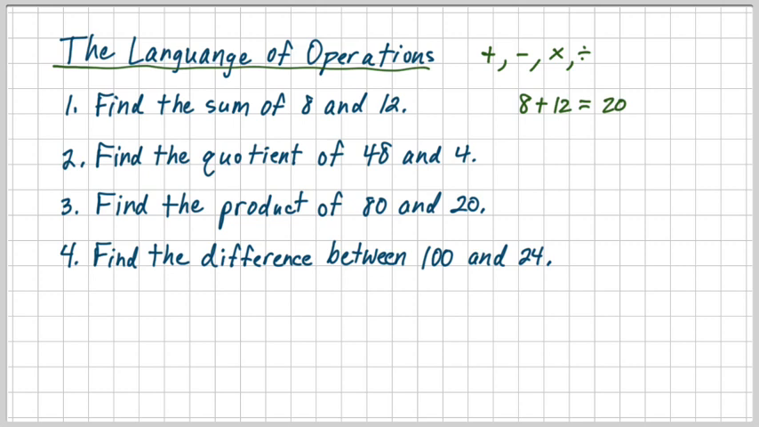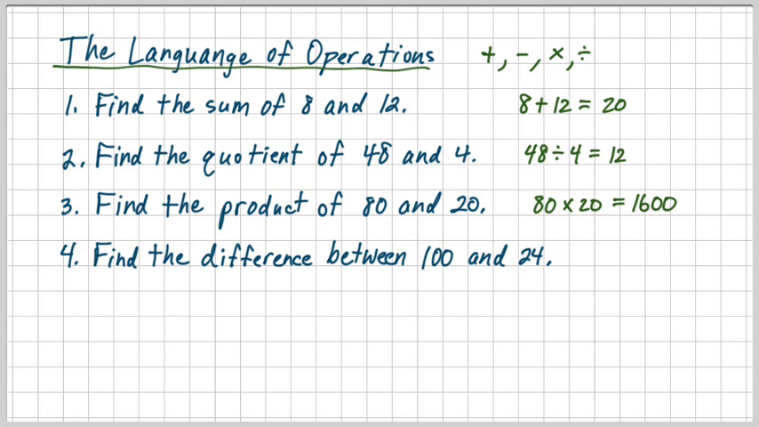Let's move on to the quotient of 48 and 4. So we're going to divide 48 by 4. Well, hopefully you know your 12s. 48 divided by 4 is 12, or 4 times 12 is 48 if you're going in the opposite direction and you're multiplying. So here you do get 12. Number 3, the product of 80 and 20, we're going to multiply here. Now there's a shortcut when you have numbers that end in 0 like this. I can just multiply the 2 and the 8 and you get 16, and then just add 2 zeros to the right of that. So that would be 1600.